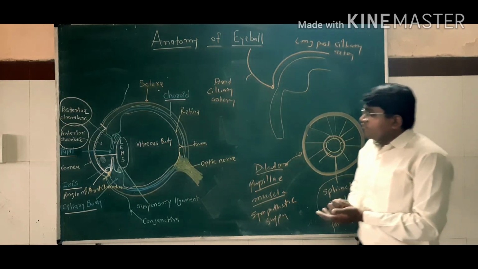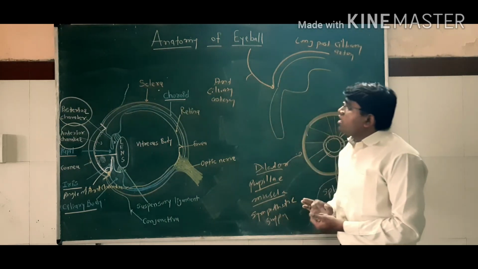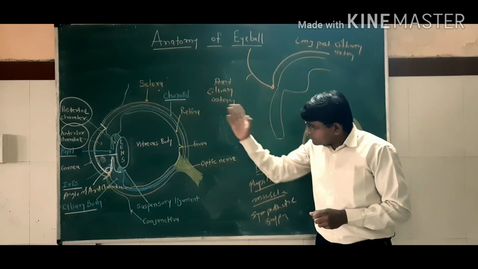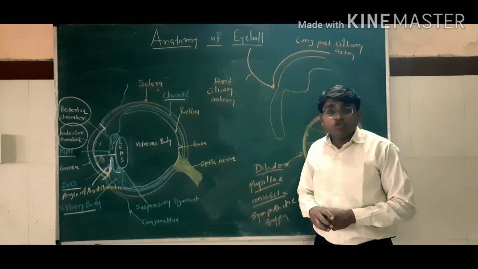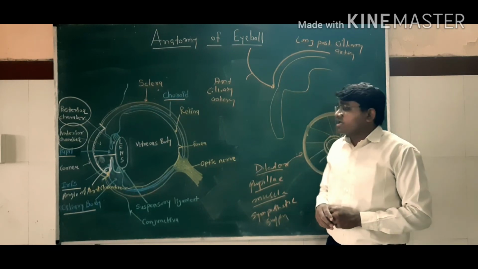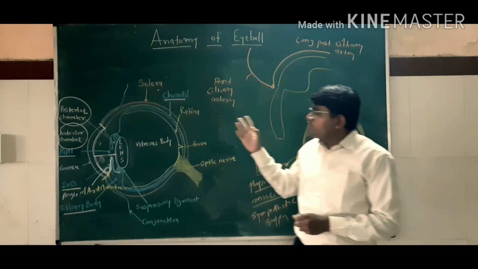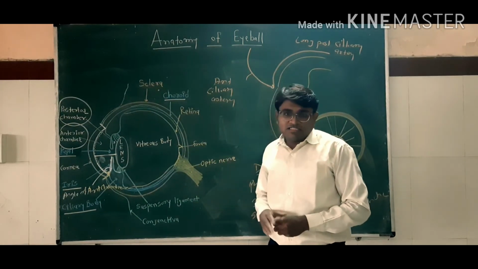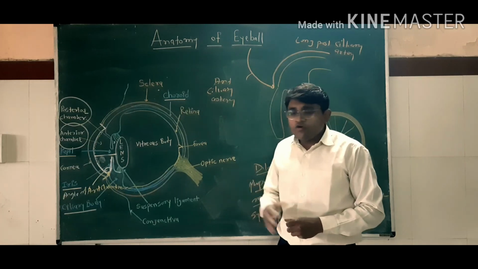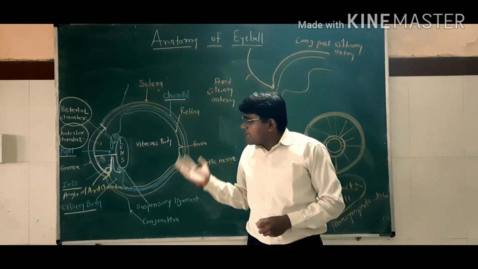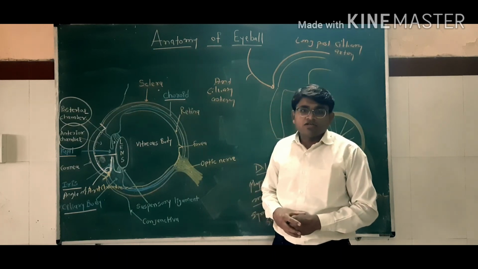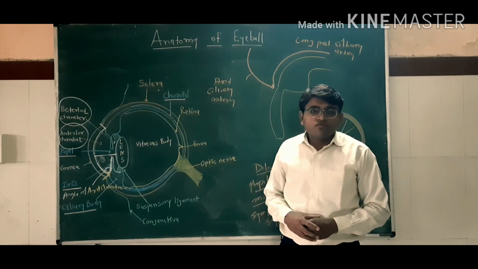So here the iris is also completed. I hope you understand the uveal tract. The three parts of the uveal tract are the choroid, the ciliary body, and the iris. In the next video we will discuss the retina, the lens, the aqueous humor, and all that. Thank you, thanks for watching.